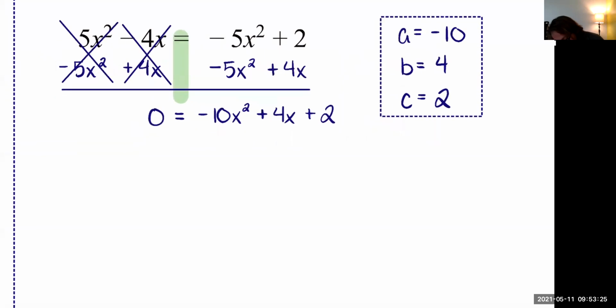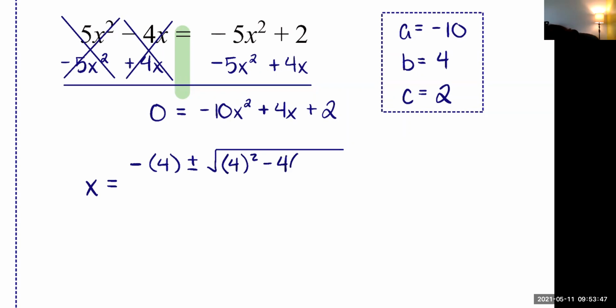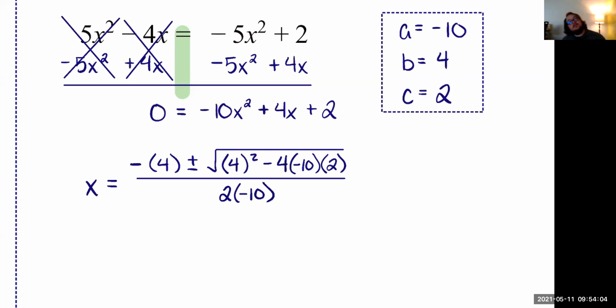So with those values, be mindful of the signs. We're going to use the quadratic formula now to write x equals negative of b, which is 4, plus or minus the square root of b, which is still 4, squared, minus 4 times a, which is negative 10, times c, which is positive 2. And then the whole thing is over 2 times a, which is a negative 10.